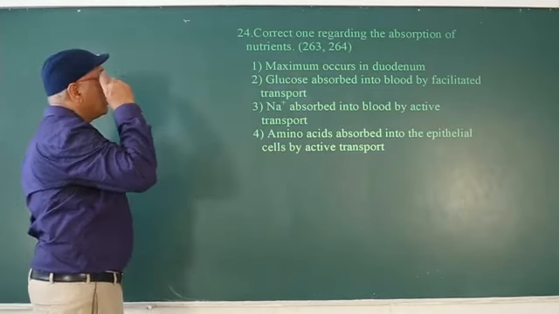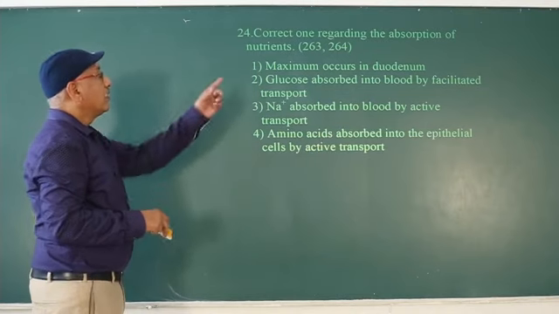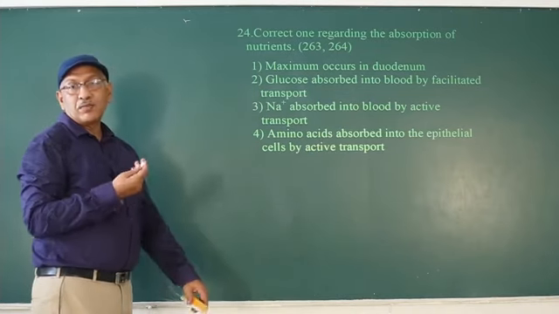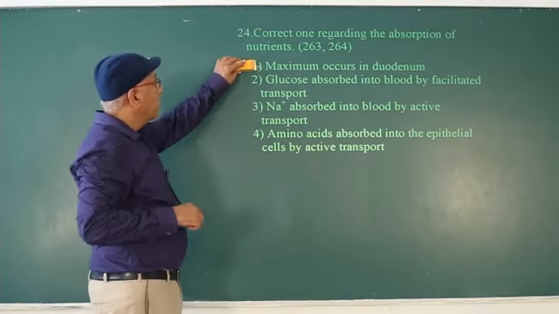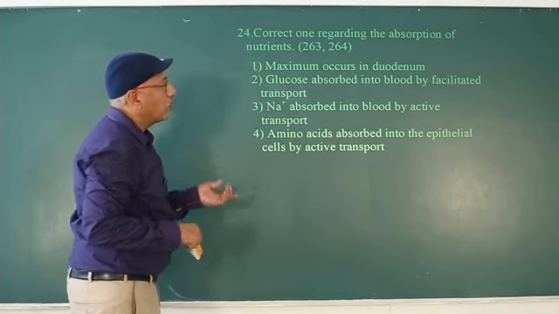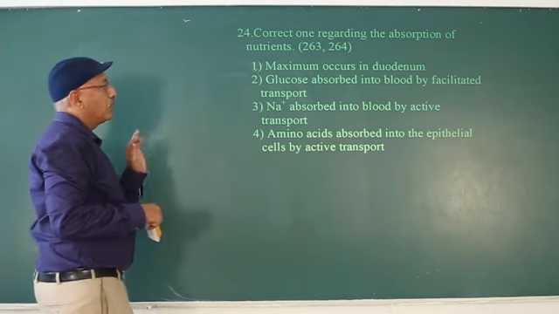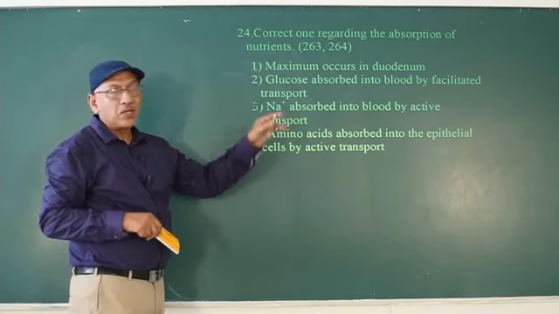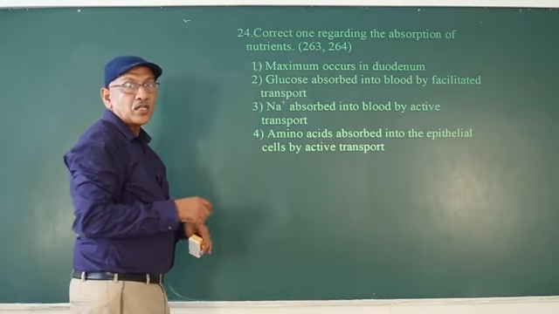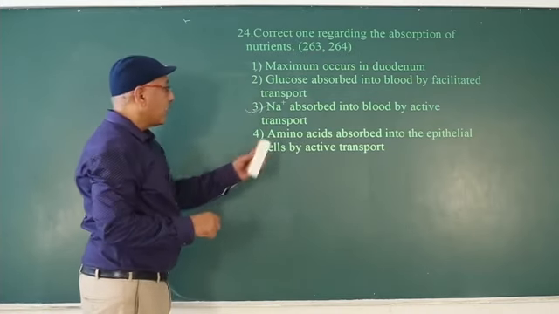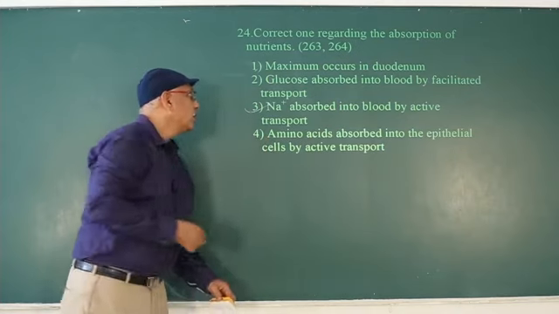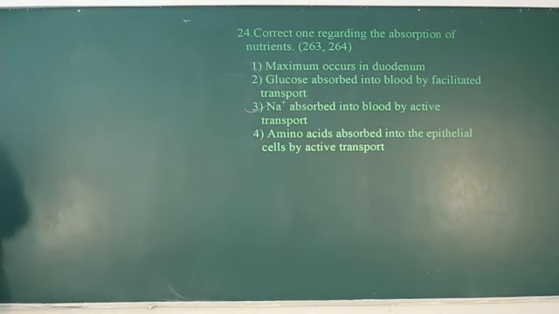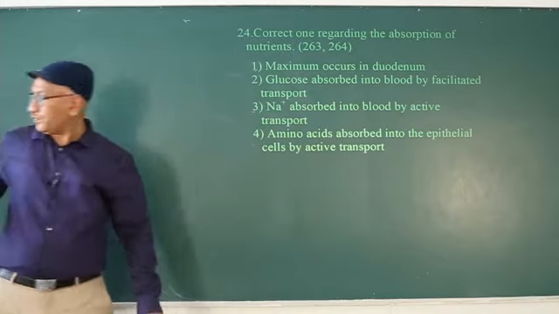Correct one regarding the absorption of nutrients. Maximum occurs in duodenum, wrong. Digestion, so that is wrong. Glucose absorbed into blood by facilitated transport, wrong. Sodium absorbed into blood by active transport, correct. Amino acids absorbed into epithelium cells by active transport, wrong. So the answer is 3. Next question.